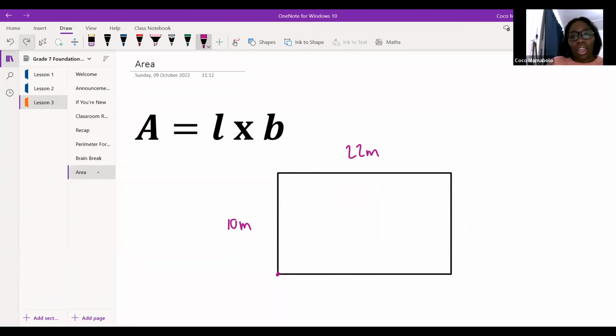But if I want to calculate for the area, what am I actually calculating for? Not exactly the space around the shape. Orlando, you've got the right idea. It is length times breadth, and I'm not going to give it to you because it's on the screen. Okay, the space inside, good. It's the inside of the shape. But when we say length times breadth, guys, how do we get there? How do we actually get there?